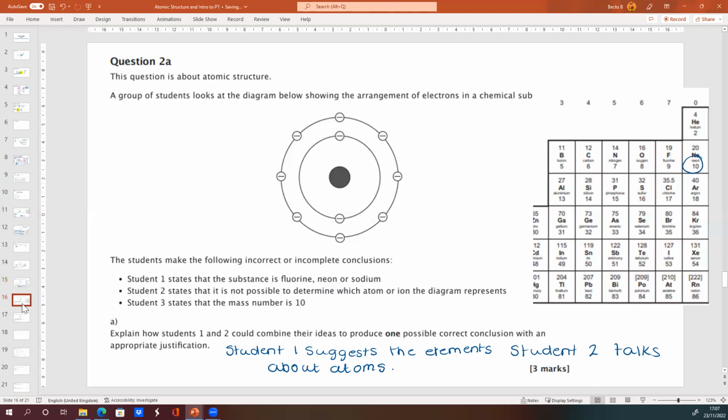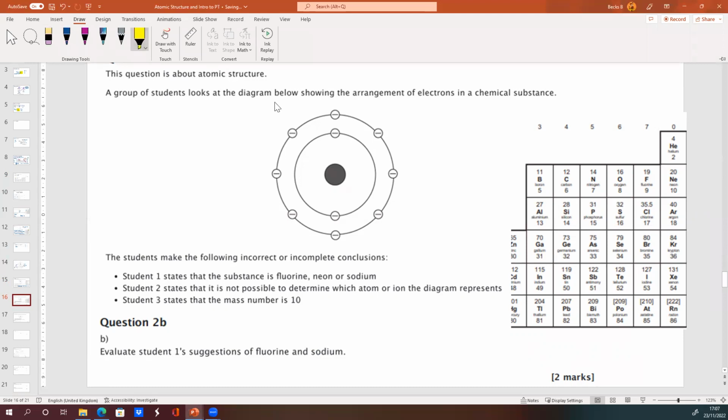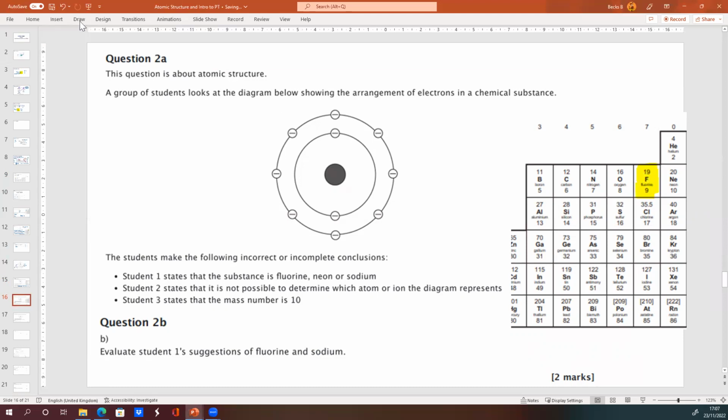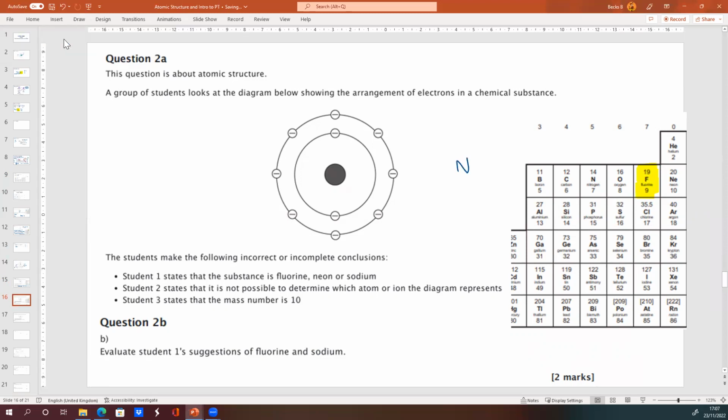So based around the same diagram, part B is to evaluate student 1's suggestion of fluorine or sodium. So why have they picked that it could be fluorine or sodium? Just highlight where those are for you. So fluorine, save copying it across, I'll give you sodium numbers 23 and 11.